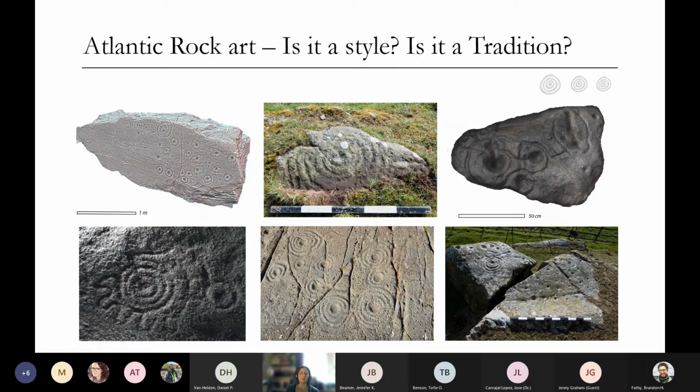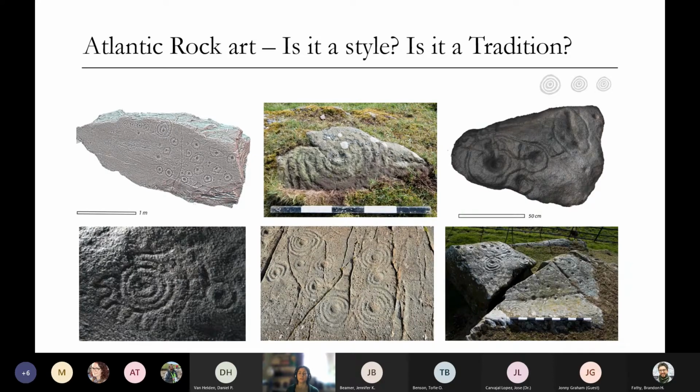The other thing is, I thought that to understand the nature of Atlantic rock art and to be able to compare it, I needed to establish what exactly I was dealing with. And so similarities are often discussed under the concepts of style or traditions, and there are specific discussions about these concepts applied to this type of rock art.